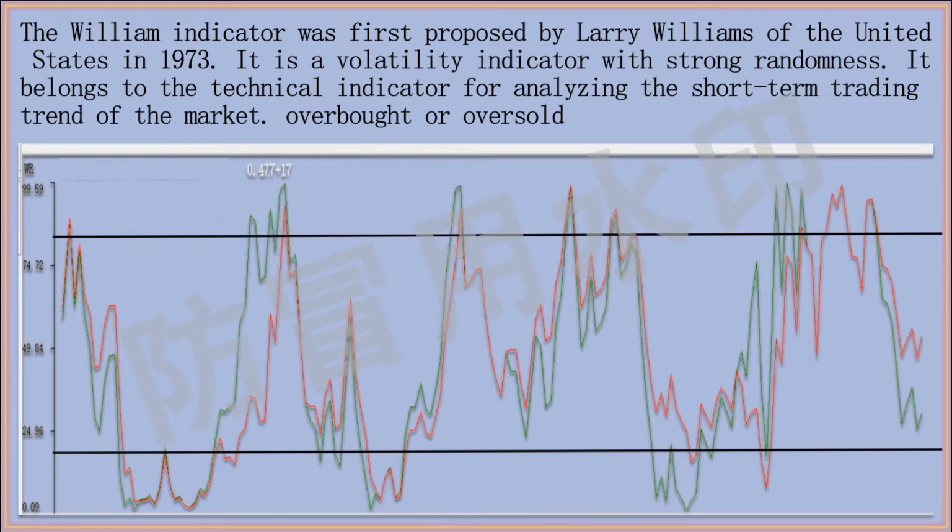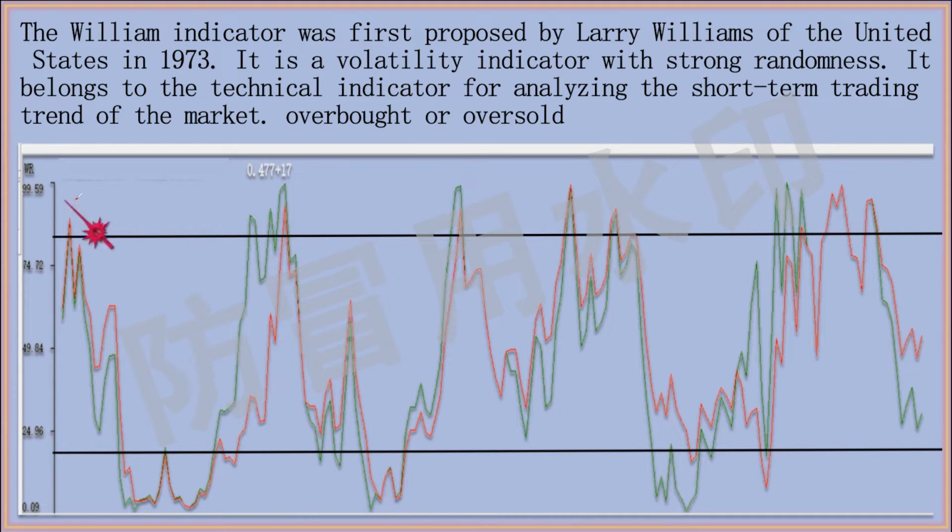The Williams indicator was first proposed and developed by Larry Williams in 1973. Very practical but ignored by many investors. It belongs to the technical indicators for analyzing the short-term trading trend of the market. It uses the relative position of stock price fluctuations to determine whether the market is overbought or oversold. It is a volatility indicator with strong randomness.